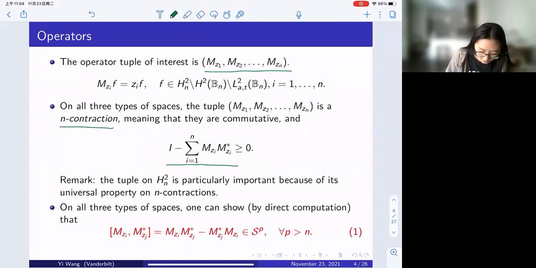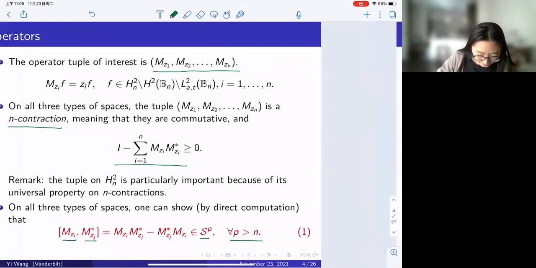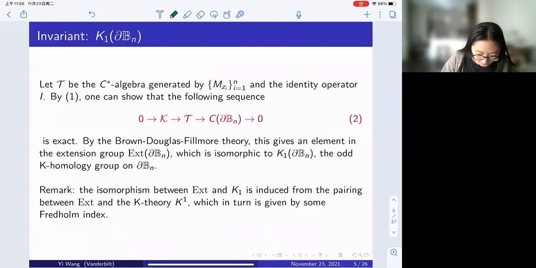On each of the three types of spaces, if you consider the cross commutator, like M_{zi} and M_{zj} star, then you can compute that the commutator is in the Schatten p class for any p greater than n. And this phenomenon essentially leads to the setup of the Arveson-Douglas conjecture, and invariants.